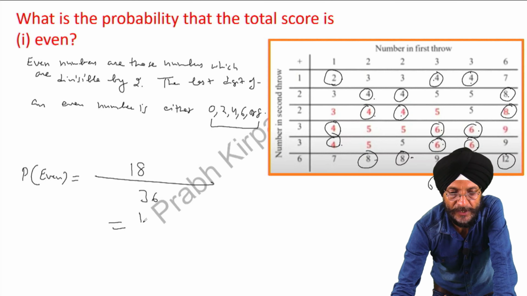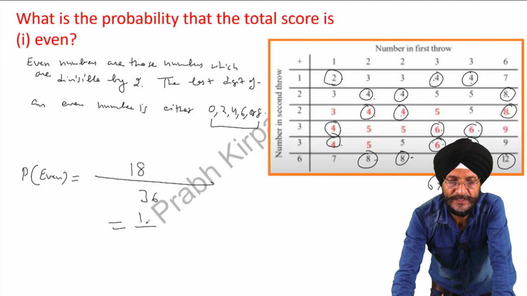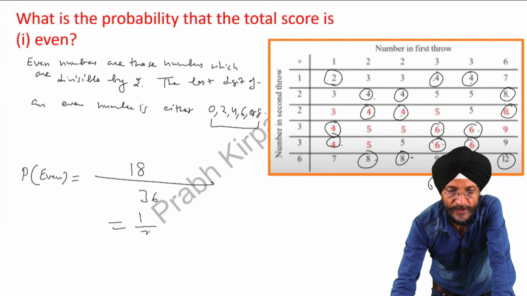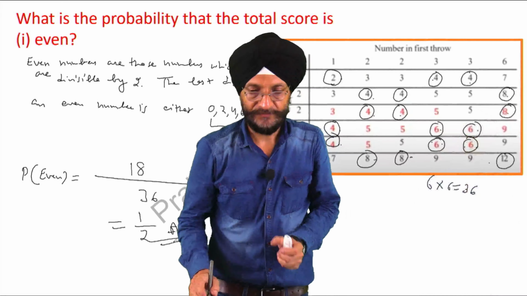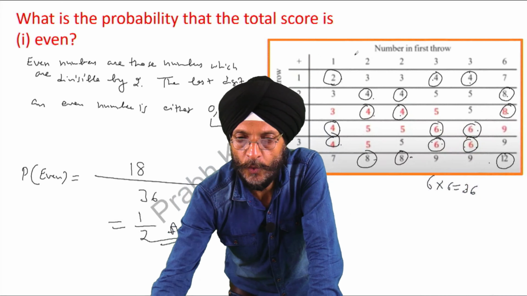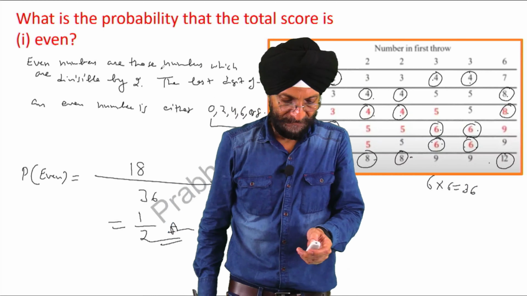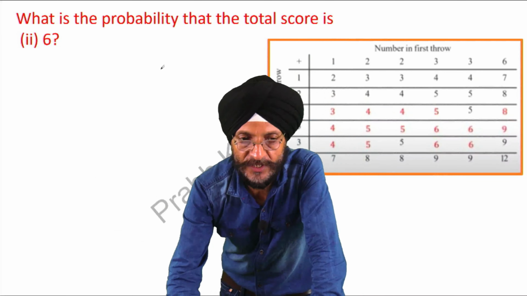So here the probability of getting an even number, total score is even. Probability of total score is even is 1 over 2. This is the answer, that the total score is even. Out of the 2 throws, the total score is even. Next is, what is the probability that the total score is 6?